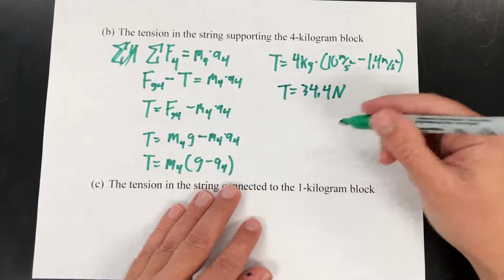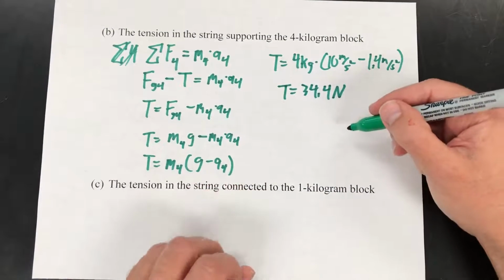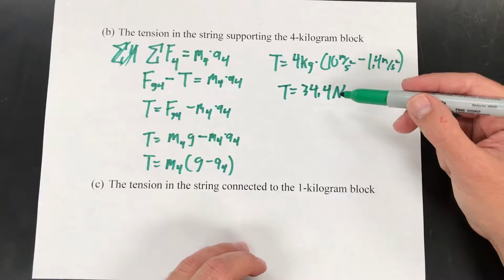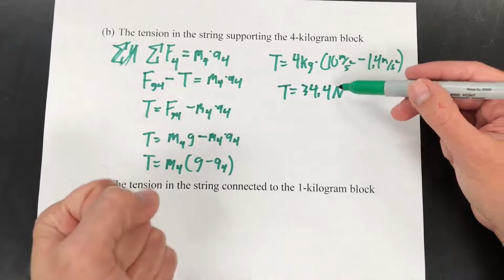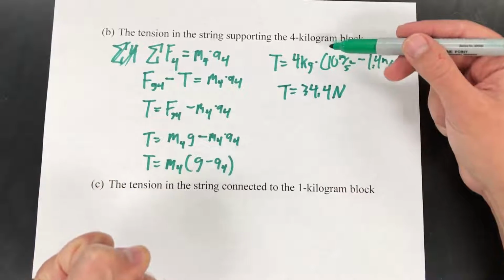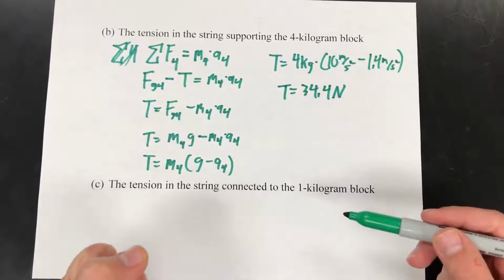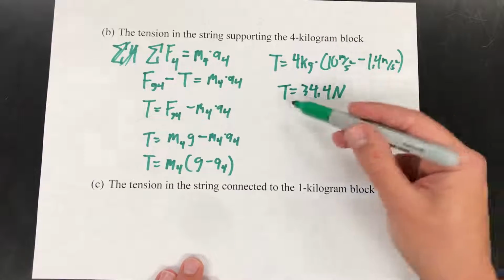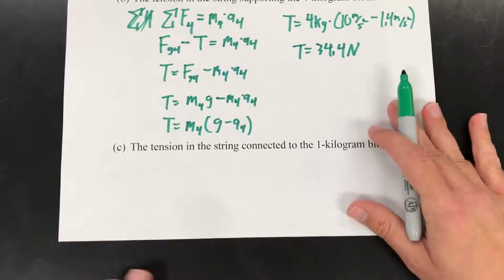Notice that that's less than 40 newtons. If you just held that block there and kept it from moving at all, then the tension would have to be equal to its weight, which would be 40 newtons. But you can see that this tension should be less because it's not just moving downwards, it's accelerating downwards. So your force upward must be losing to the force downward, so the tension must be less than its weight.